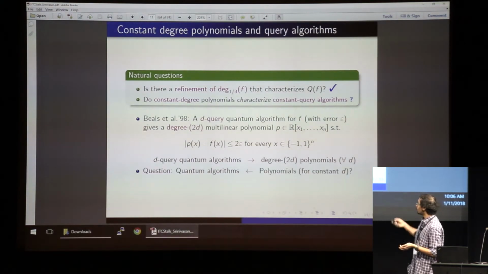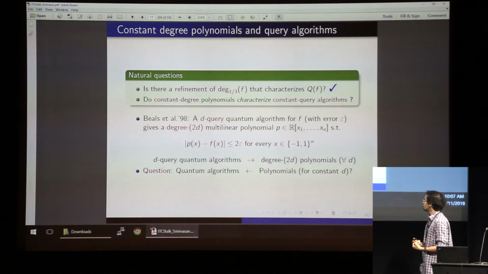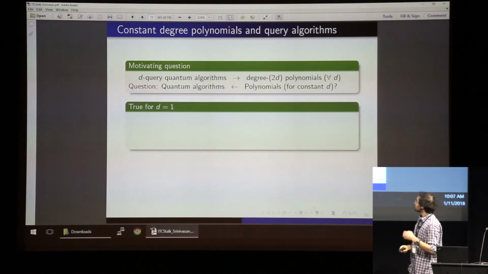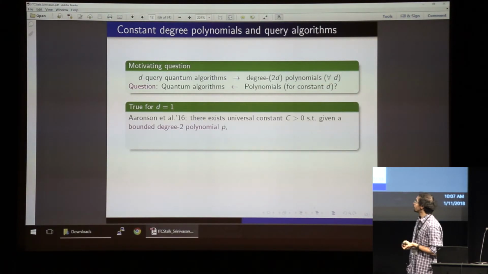And the second question that I ask here is, can we go the other way around? Can I start with a polynomial, and can I get a quantum algorithm out of it? And in this direction, Aaronson et al. proved that it is actually true for D equals 1. That might seem very simple, but it was a very beautiful result where they showed the following.